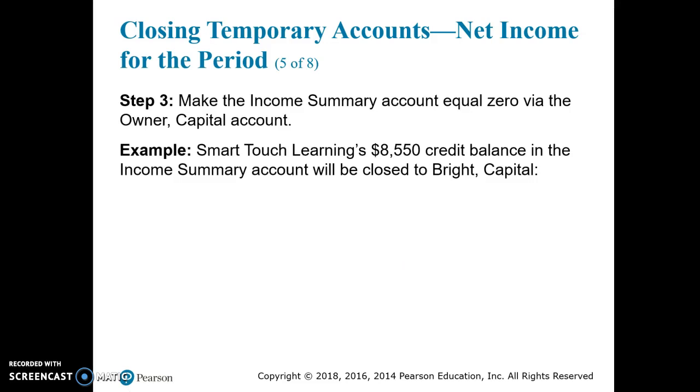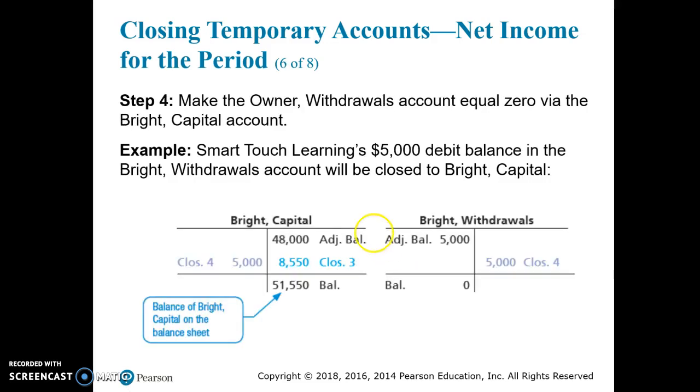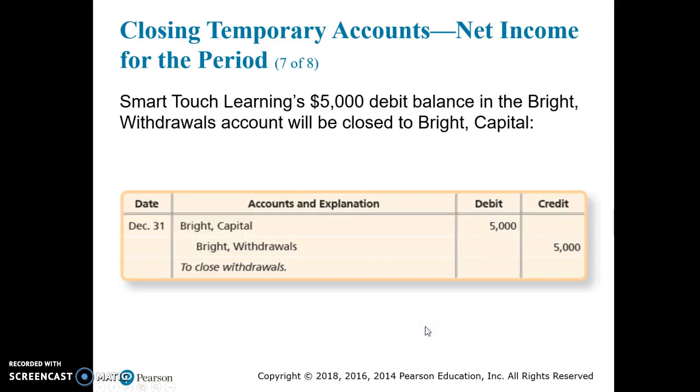And then the last thing that you want to do, the fourth step, is to close the drawing account. Zero it out, get it ready for the new year. If there was a $5,000 debit in the drawing account, you would credit the drawing account and then debit the capital, because the debit would reduce the capital, because the owner took that money out. All right, and that's what your journal entry would look like.